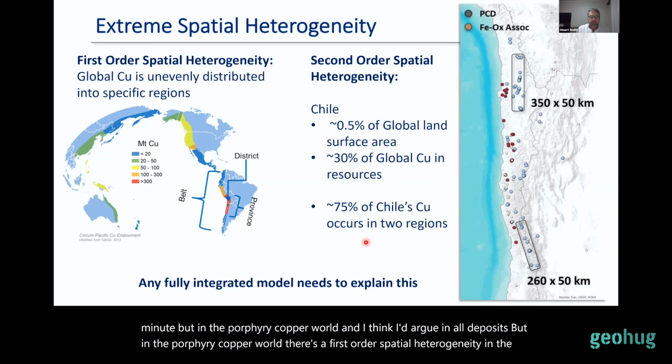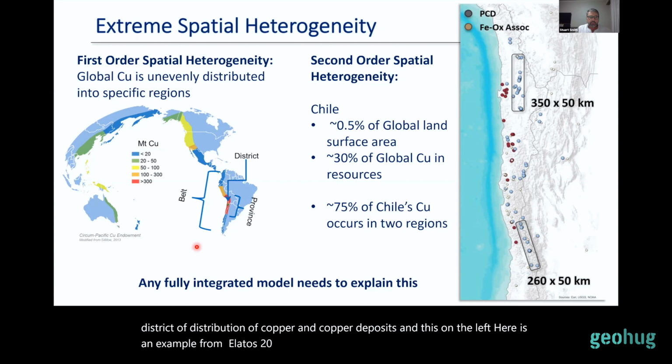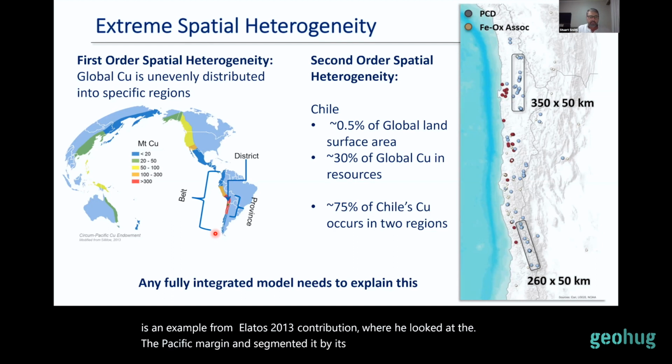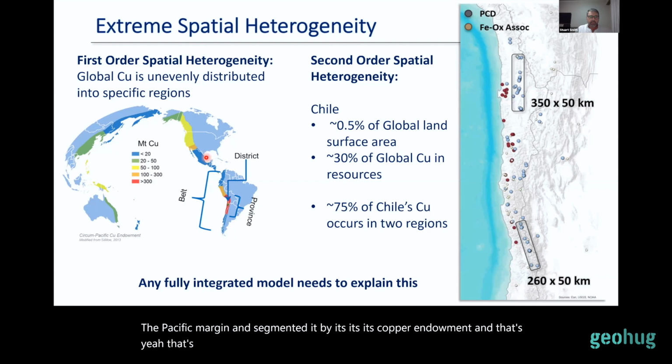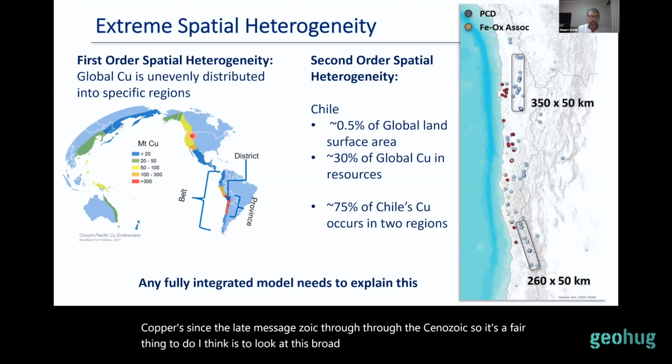of copper and copper deposits. And this on the left here is an example from Dick Sillitoe's 2013 contribution, where he looked at the Pacific margin and segmented it by its copper endowment, and this margin has been a broadly permissive margin for porphyry coppers since the late Mesozoic through the Cenozoic. So it's a fair thing to do, I think, to look at this broad margin and compare where the copper sits within that margin.